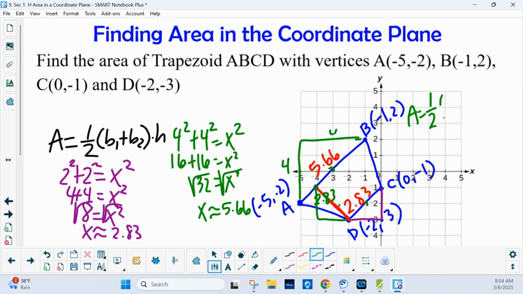We've got to do half times the base plus the other base, and times our height of 2.83. So what do you think we do first? Parentheses. Yeah, we've got to add those bases. Yes, you have to do the parentheses first. What did you get when you added them? 8.49.